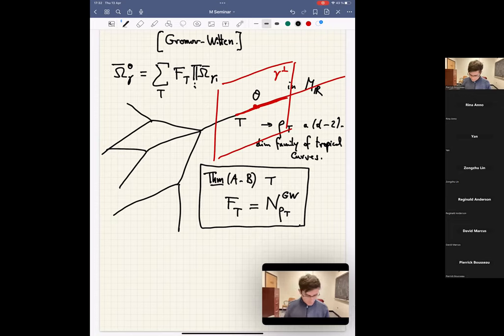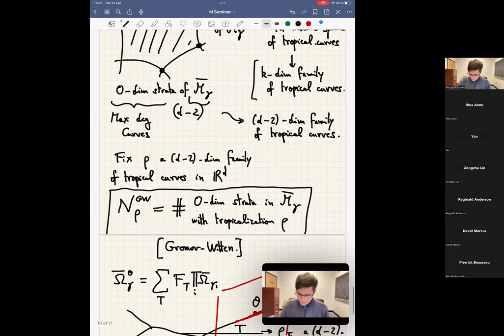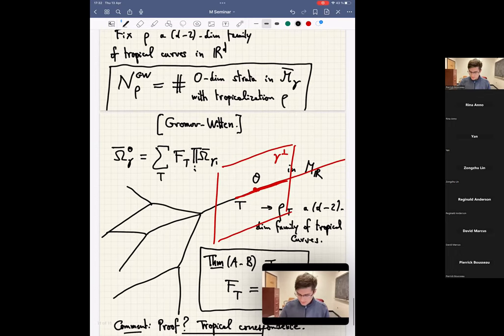Okay, so I will end in 2 minutes. So just a comment. Really the thing which needs to be proved is some tropical correspondence between this kind of degenerate curve and this kind of families of tropical curves.